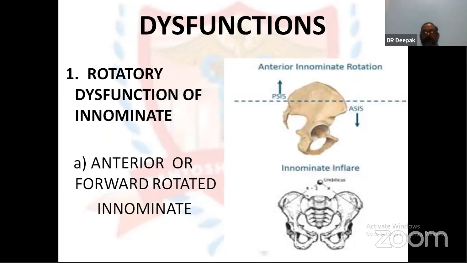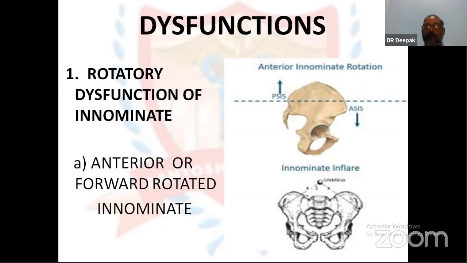Now come to the dysfunctions. These are the tests by which we rule out whether the hip joint is involved, the SI joint is involved, or some other pathology is there. So, how many dysfunctions are there in the SI joint? First is rotatory dysfunction of the innominate. In the innominate, we can see the PSIS and ASIS.